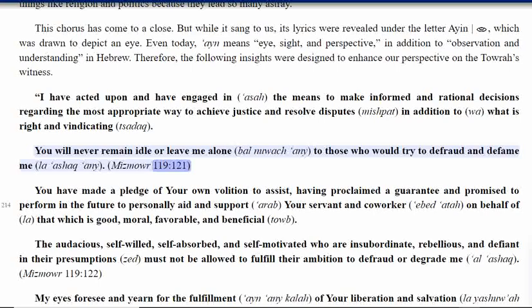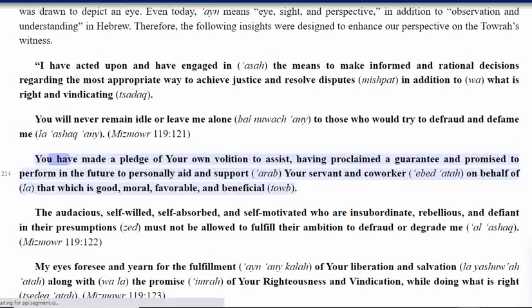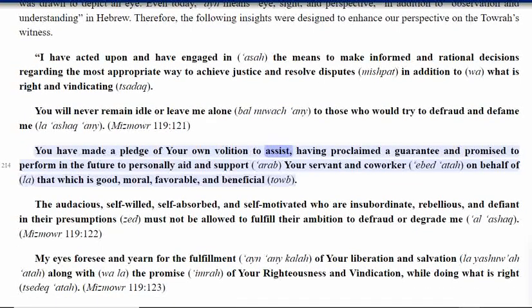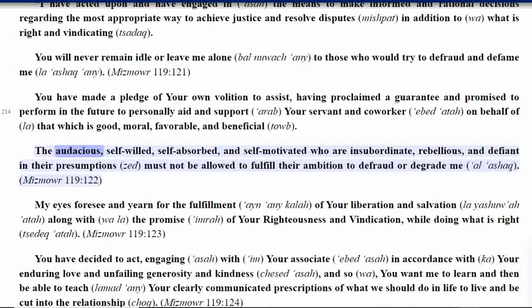Mizmowr 119-121. You have made a pledge of your own volition to assist, having proclaimed a guarantee and promised to perform in the future to personally aid and support, Arab, your servant and co-worker, Ebed Otter, on behalf of, La, that which is good, moral, favorable, and beneficial, Tob. The audacious, self-willed, self-absorbed, and self-motivated who are insubordinate, rebellious, and defiant in their presumptions, Zed, must not be allowed to fulfill their ambition to defraud or degrade me, Al-Ashak.